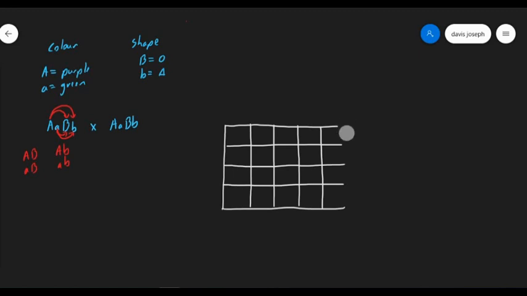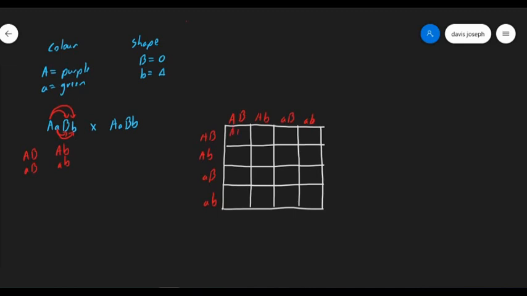So we can just erase this extra. One parent is going to go on the top and one parent is going to go on the left. So we're going to have our possible gametes: capital A, capital B, capital A, small b, little a, capital B, little a, little b, capital A, capital B, capital A, little b, little a, capital B, and little a, little b. That's supposed to be a B right here. So now we're going to cross all the different gametes, going down and across.